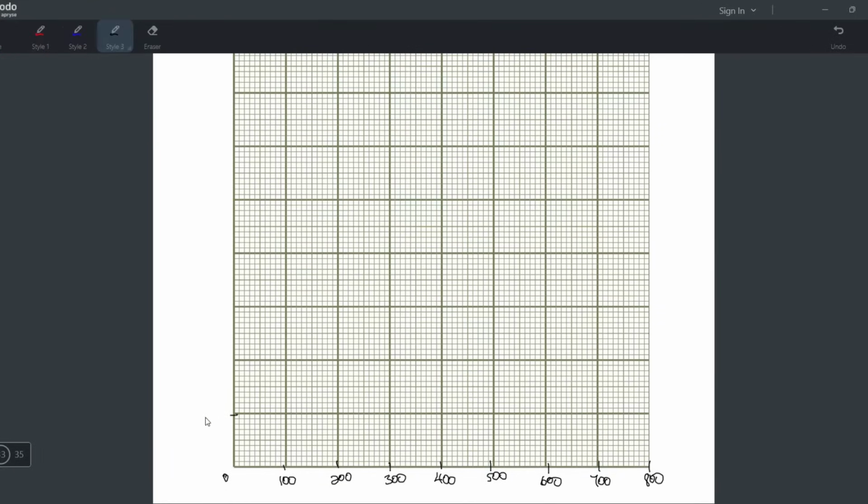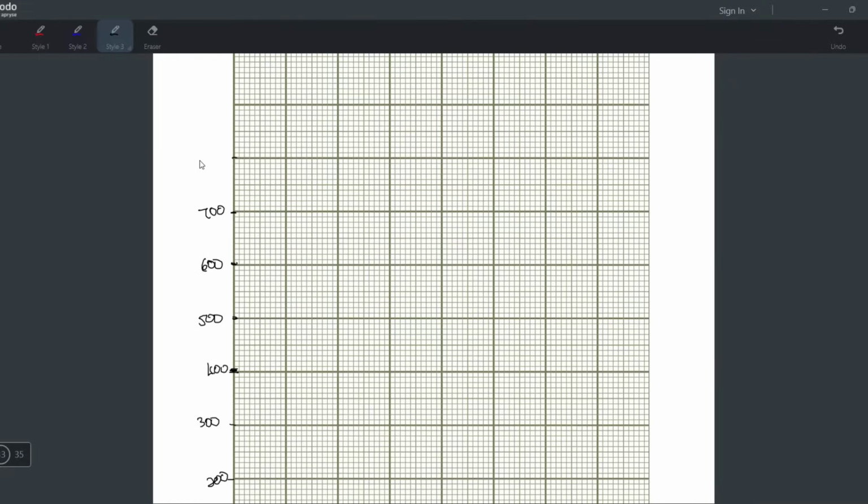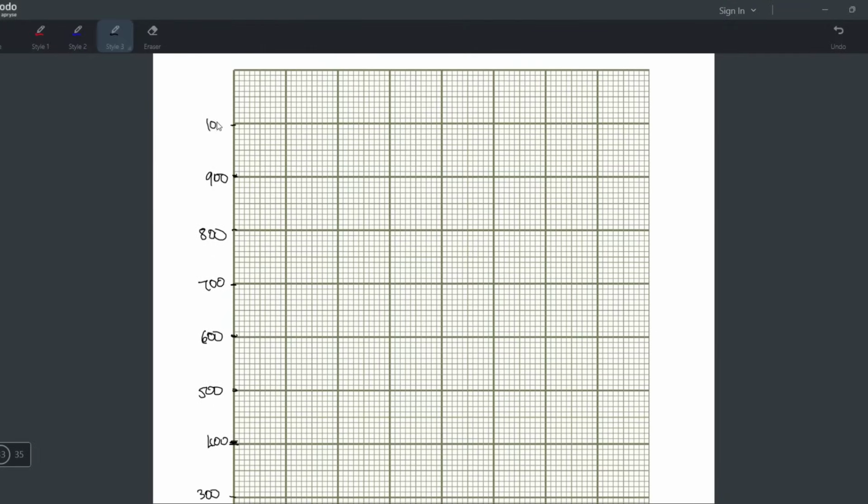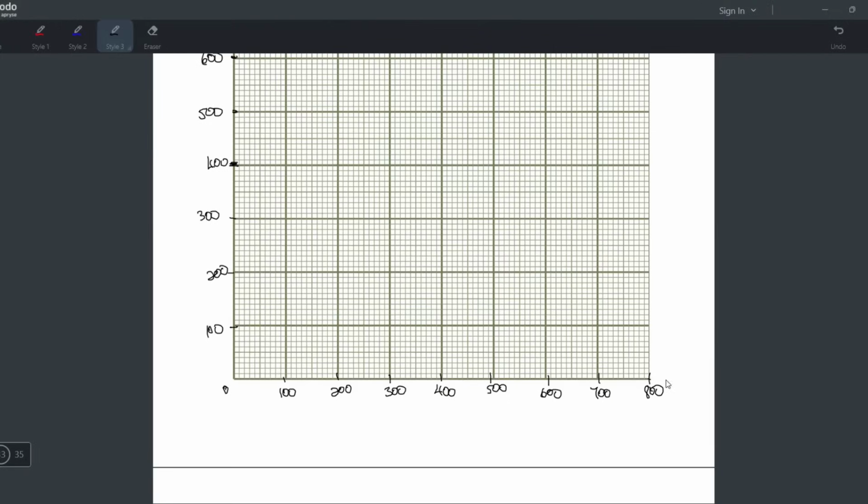But here use 8 boxes, here use 10 boxes. So there will be 100, 200, 300, 400, and then 500, 600, 700. Oh, why did I write 7,000? Okay, and then 800. And of course here you have to write y until 1,000. You have to use 10 boxes here. 900, 1,000. This is your y, and then your x is here.